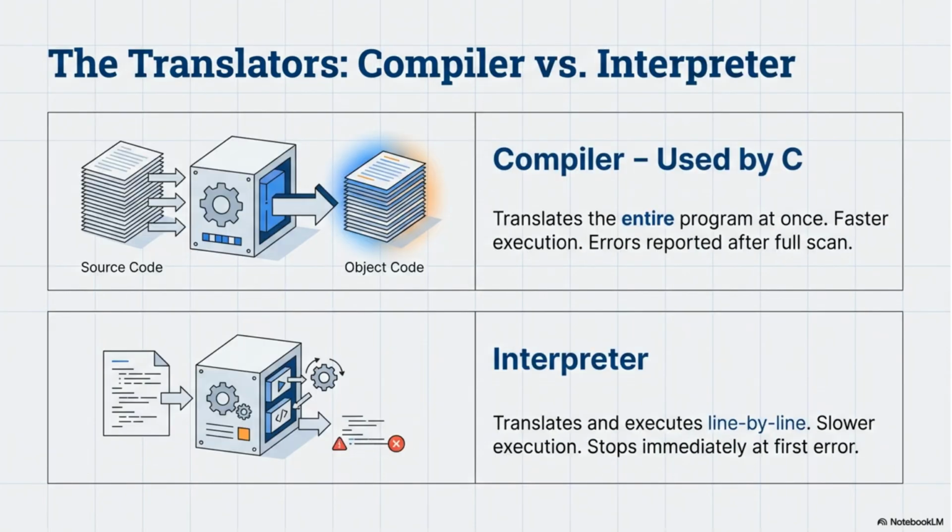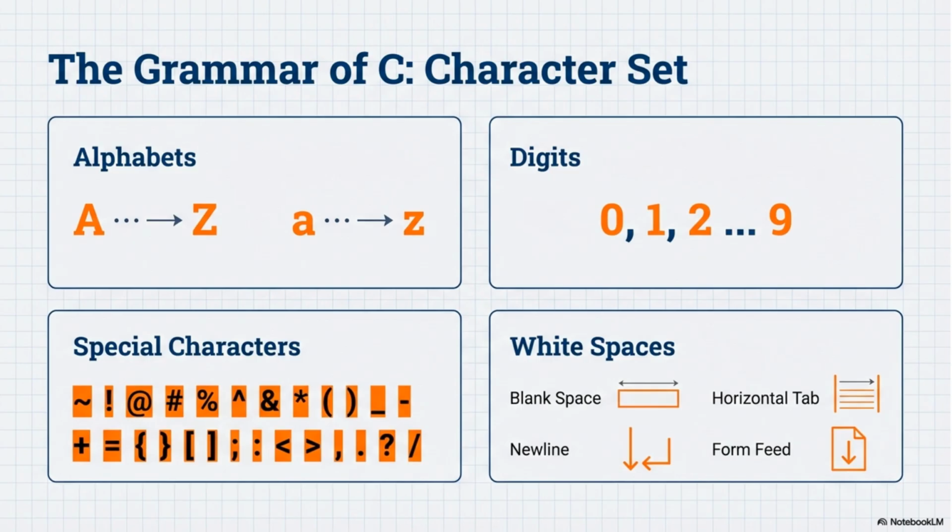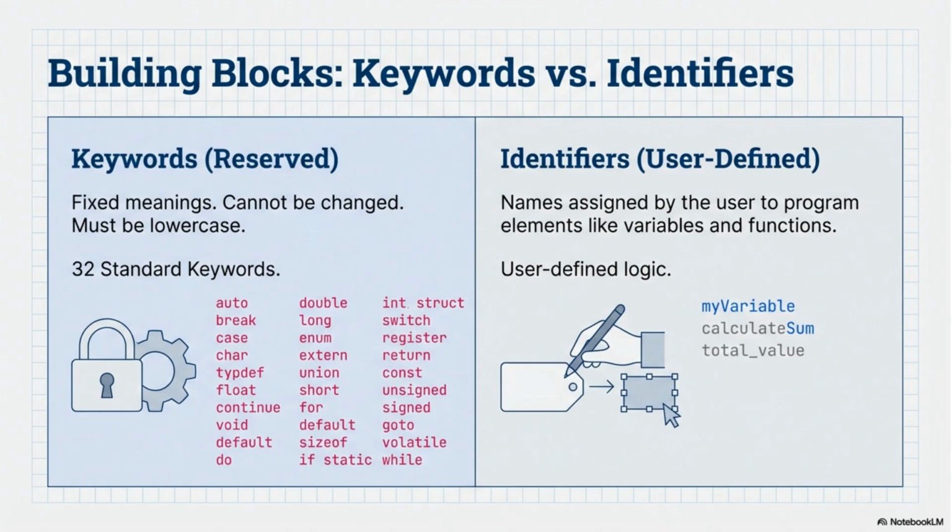Translators like the compiler, used by C, translate the entire program at once, offering faster execution, but reporting errors only after a full scan. Interpreters translate and execute line by line, stopping at the first error. The grammar of C is defined by its character set, including alphabets, digits, special characters, and white spaces like blank space and newline. The building blocks of C include keywords and identifiers.